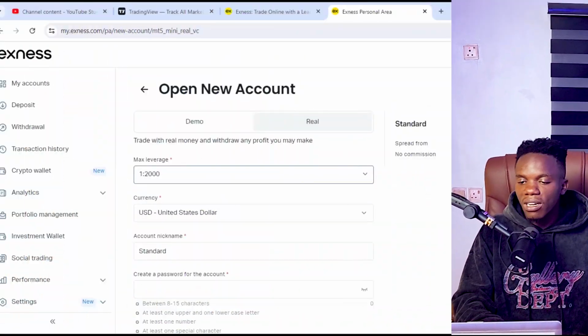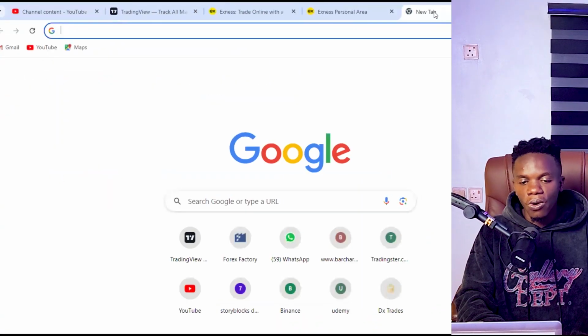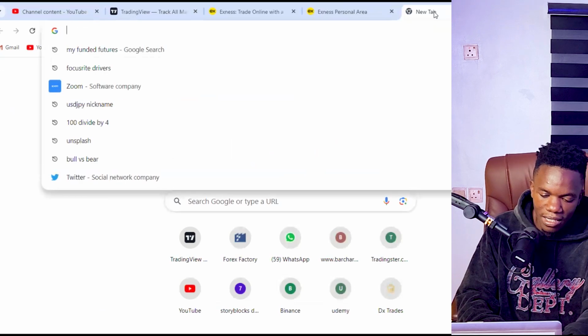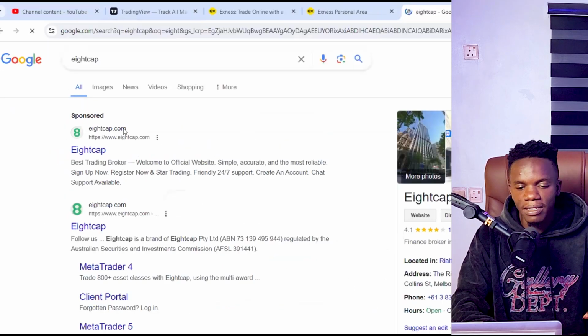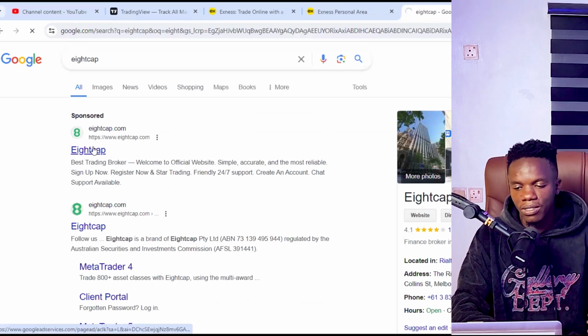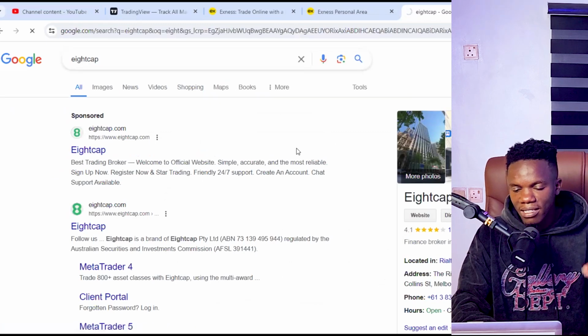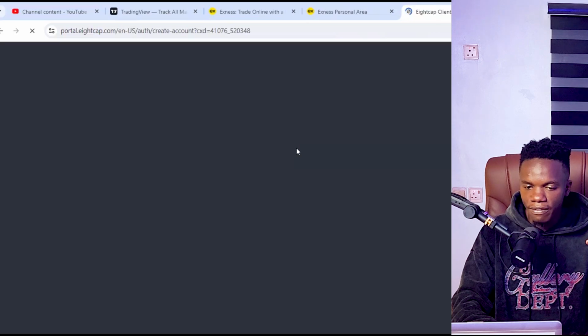Now, the alternative broker I will recommend for those of you whose country does not support SNET is 8cap. All right. 8cap is the alternative broker I will recommend for you guys, those of you from Canada or from the US. So you can make use of 8cap. I think 8cap supports up to 1:500. Okay. So that would be enough for you guys to partake in this training.